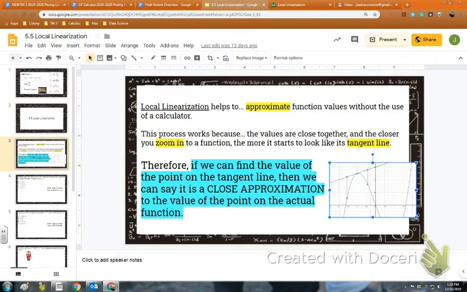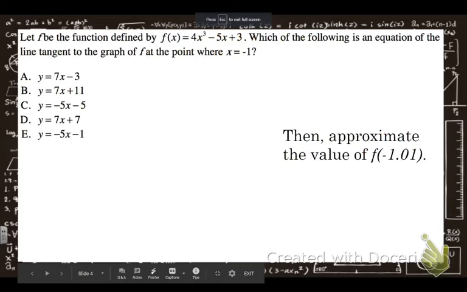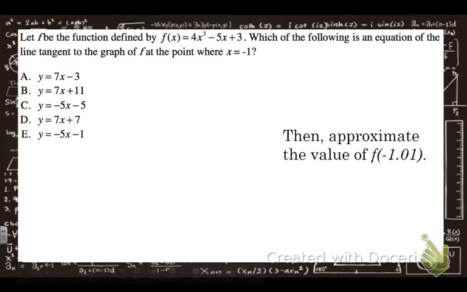And we did some examples of it in class where we were asked to write the equation of a tangent line, and then once we knew the equation of the tangent line, we were supposed to plug in this point, negative 1.01 or whatever it was, and then approximate the value of the function using the tangent line approximation. So that was the last lesson that we did.